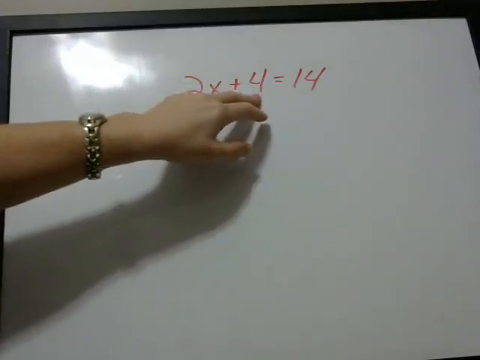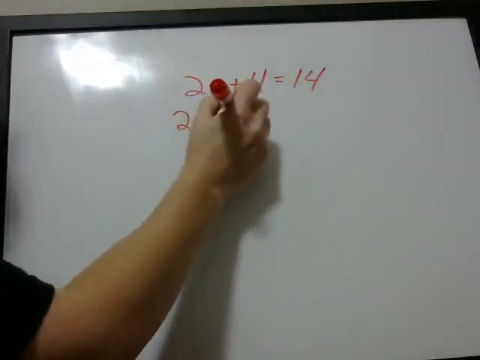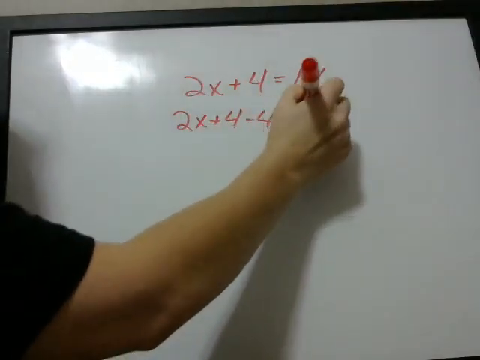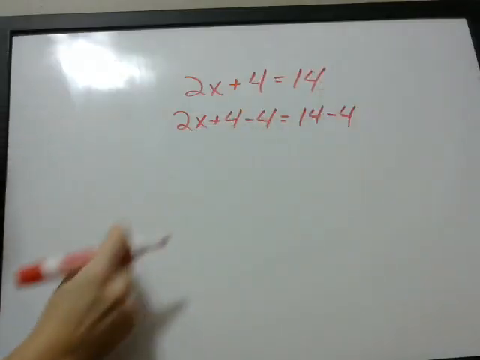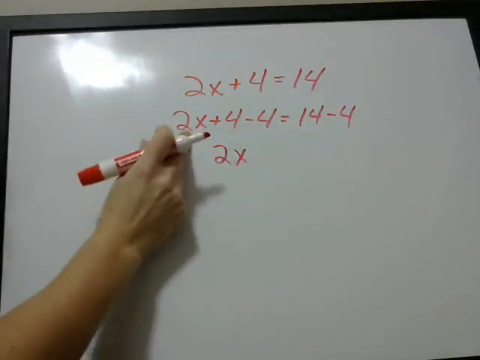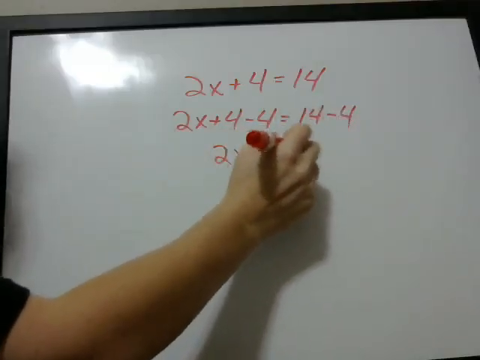So we want to get rid of the 4. Well, it's adding 4, so what's the opposite of addition? It's subtraction. So we're going to subtract 4. If you subtract 4 from one side, you have to subtract 4 from the other side. 4 minus 4 is 0, so we got rid of that. So we're just left with 2x equals 14 minus 4 is 10.